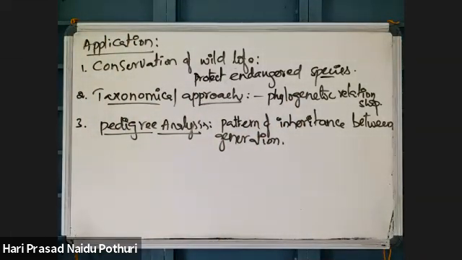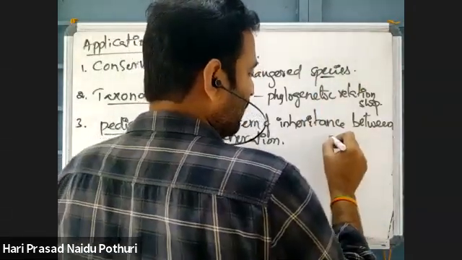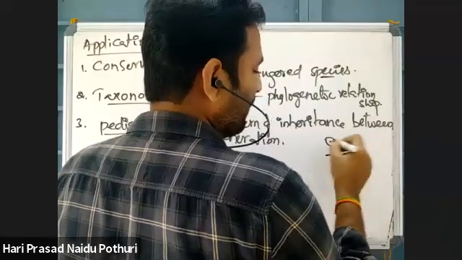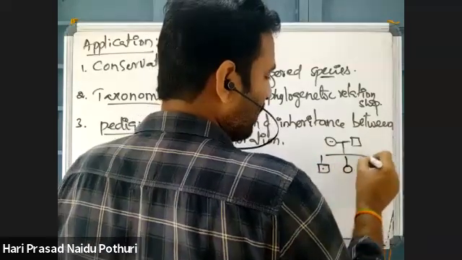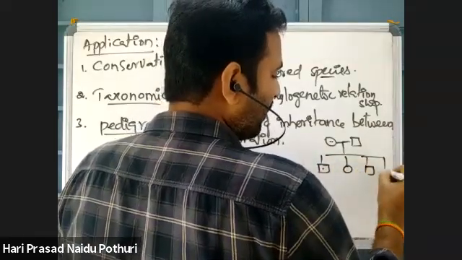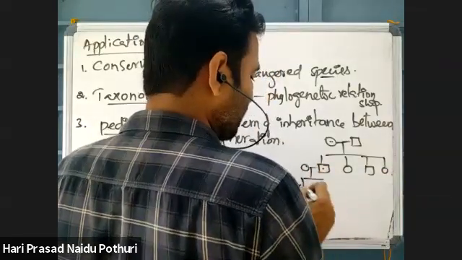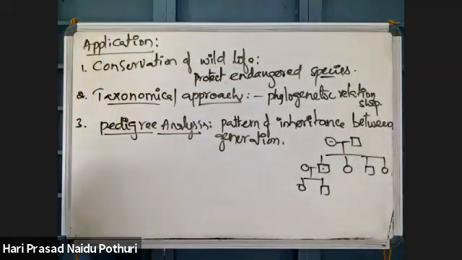Pedigree means a flow chart of the inheritance from one person. Suppose mother, father. From this mother, father, how many persons are born? Boy, girl, like that. Suppose he marries another person, then how many persons are there? Here, what are the abnormalities?